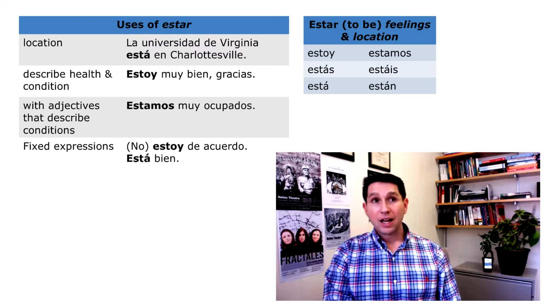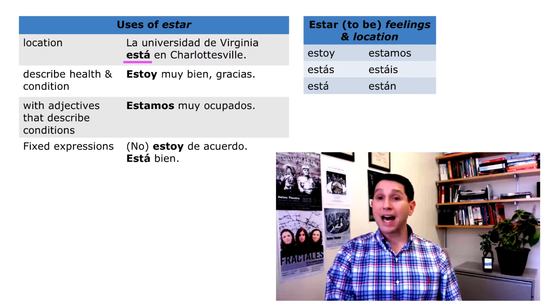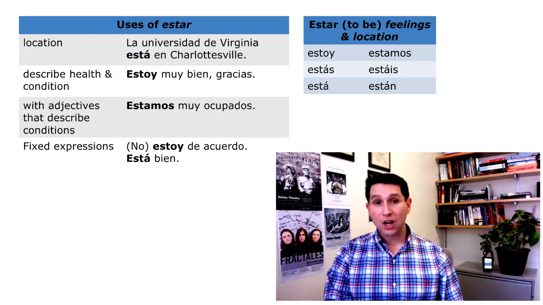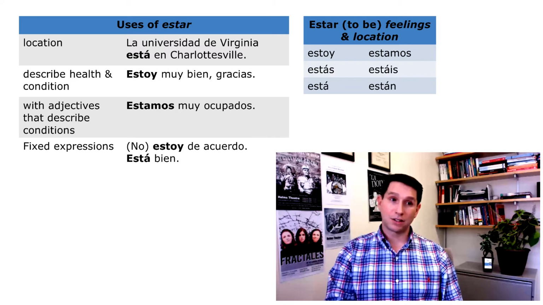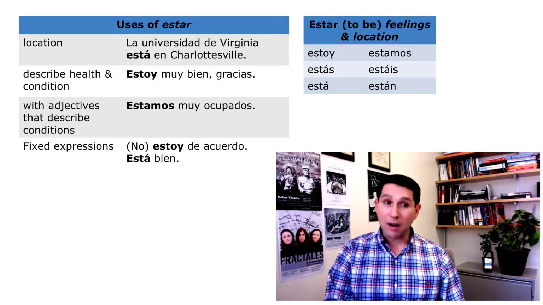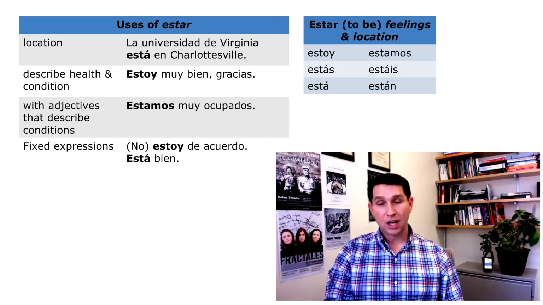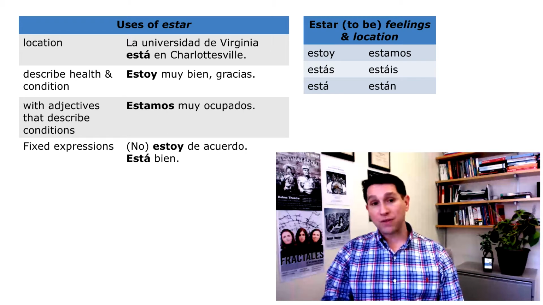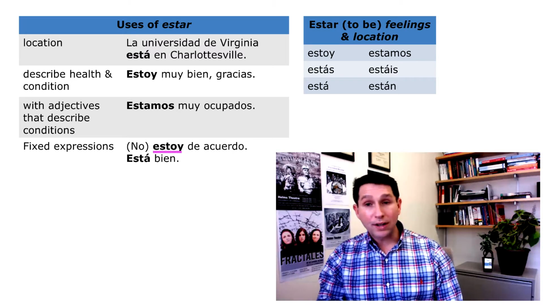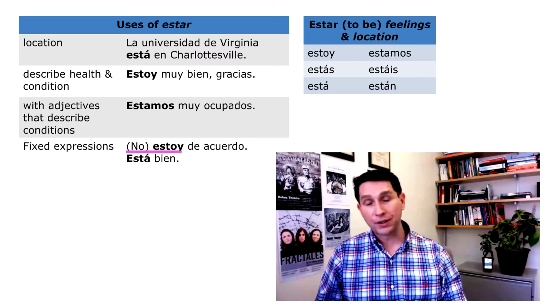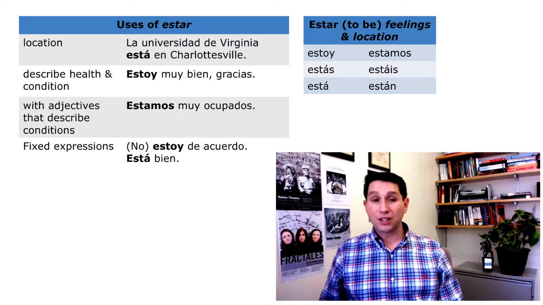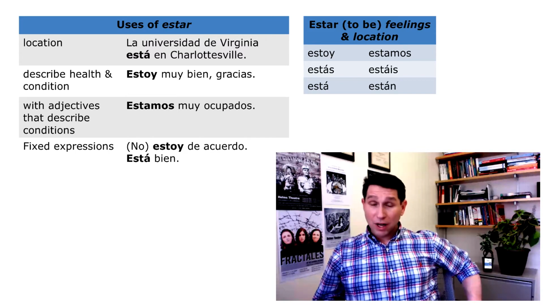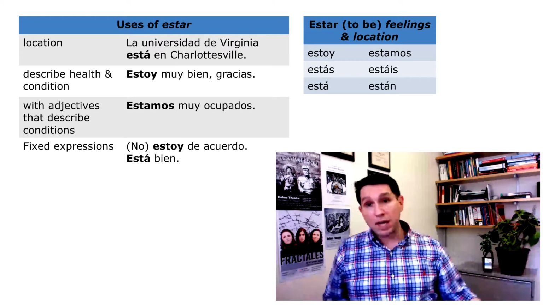Like location, la Universidad de Virginia está en Charlottesville. We can use estar to describe health and condition. Yo estoy muy bien, gracias. We can use estar to describe adjectives and temporary conditions. Estamos muy ocupados hoy. Also, we can use estar with fixed expressions. Yo estoy de acuerdo, I agree, or no estoy de acuerdo, I don't agree. We can also use estar with adverbs to express how a situation is. Esta situación está bien. Todo está muy bien.